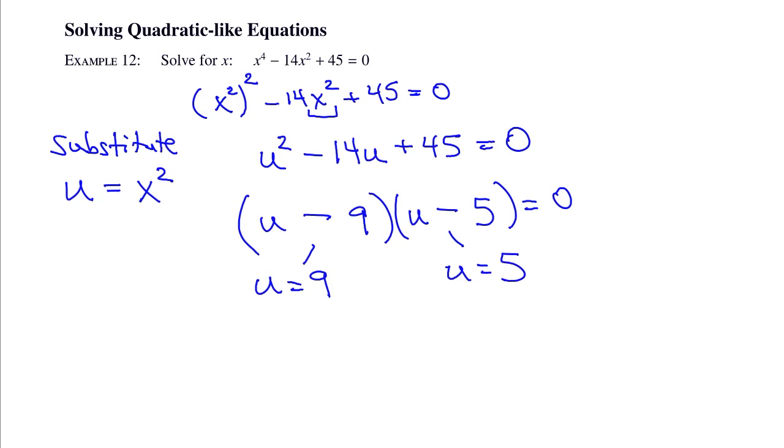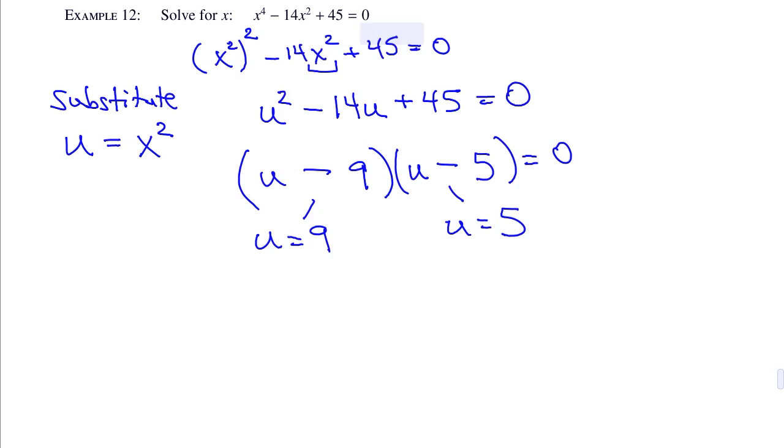Now, the question is not to solve for u, the question is to solve for x. But we know what u is equal to. In this step, which I call back substitute, we back substitute back into the x. So u is equal to x squared, so x squared is equal to 9. And then x squared is equal to 5.